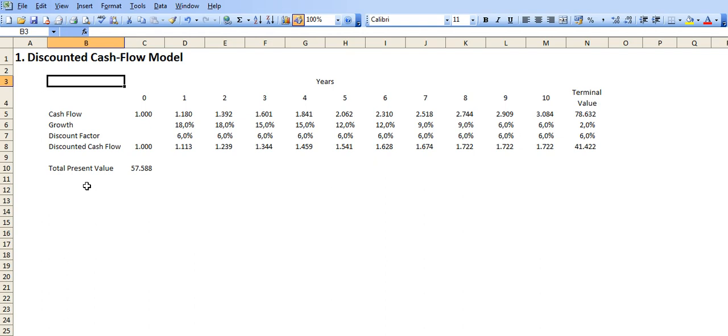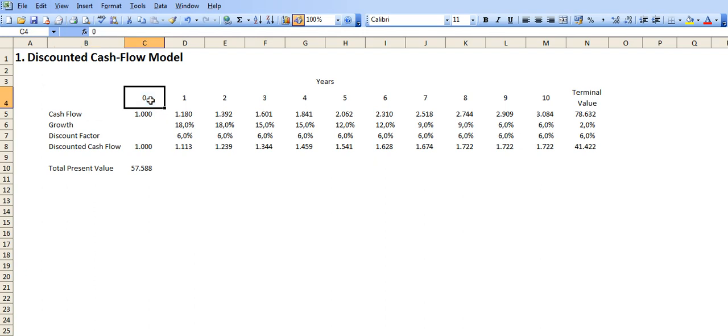So for the discounted cash flow model, you need four major things. First, you need the flows of cash. So how much cash flow you're expecting for the foreseeable future, for the next 5 years or 10 years or whatever. And next, you will need a growth factor for the close future, a discount factor, and the calculation of discounted cash flows.